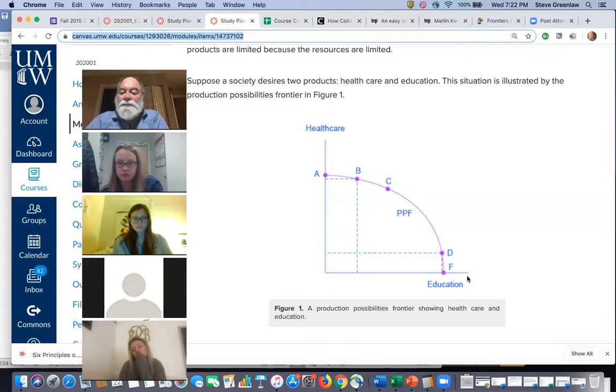All right. Does that make sense to you guys? Hopefully. There was one other question about these two, and it was the question of productive efficiency. What does productive efficiency mean? Productive efficiency means you are producing on your curve. Productive inefficiency means you're inside here. You're not using your resources efficiently.